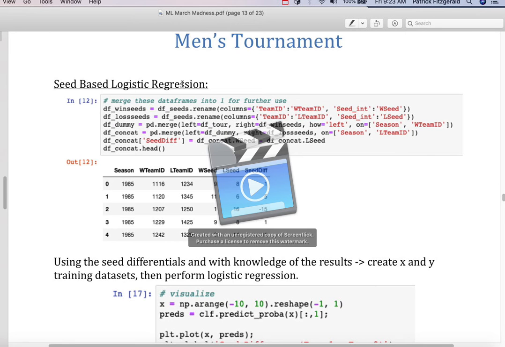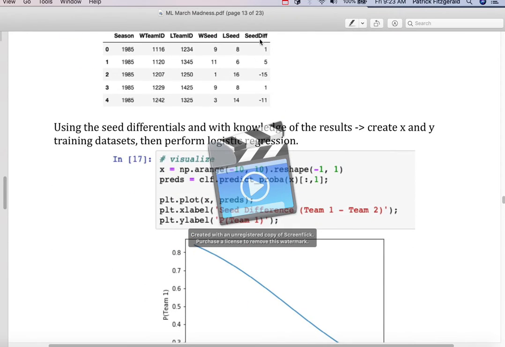Starting with the men's tournament and seed-based logistic regression. Again, our baseline, basically just merge our data frames into one usable set, and we have the winning seed, the losing seed based on the team IDs, and then the seed differential, and this is what we're going to actually use to perform our regression on. With the seed differentials and knowledge of the results, create X and Y training data sets, and perform logistic regression.